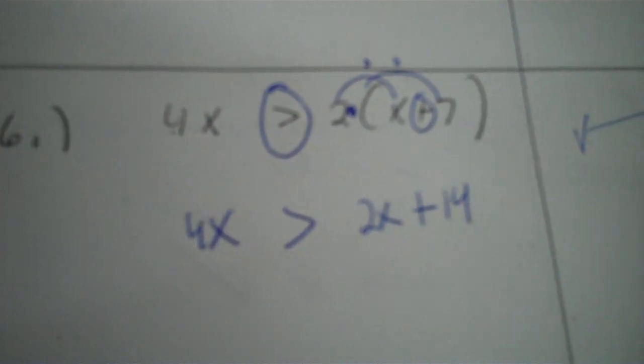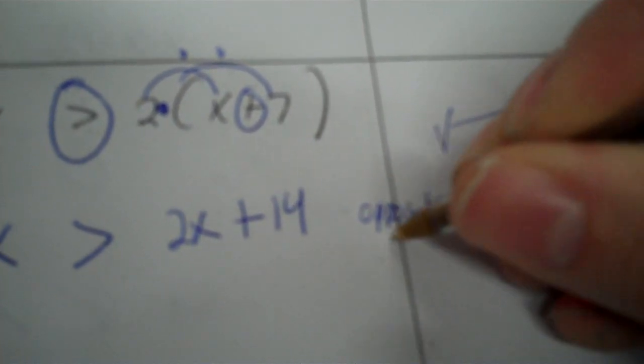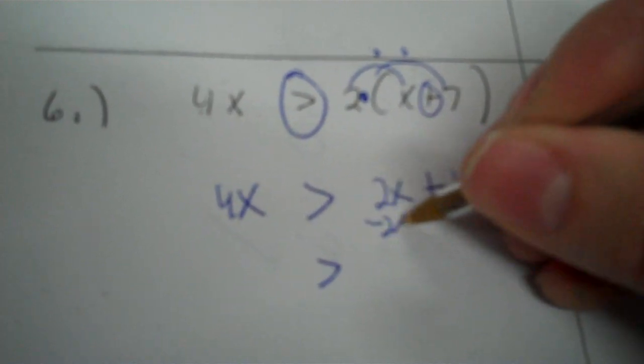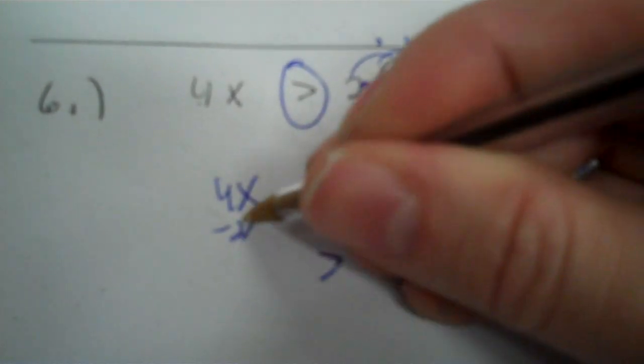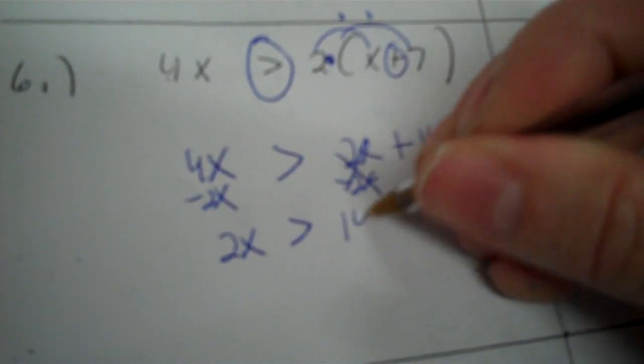Now again, we have like terms of x on opposite sides. So again, you'll check the sign again and take out your smaller x. So minus 2x minus 2x. So that's 2x, and over here you have 14.